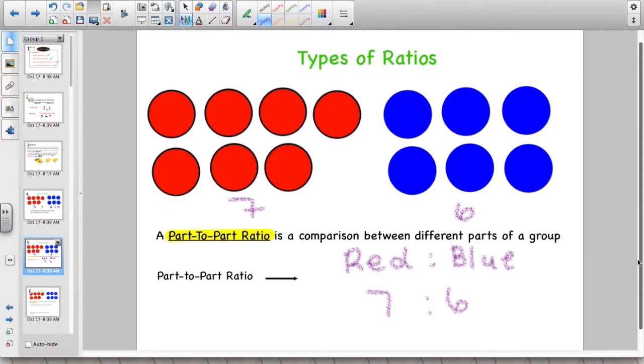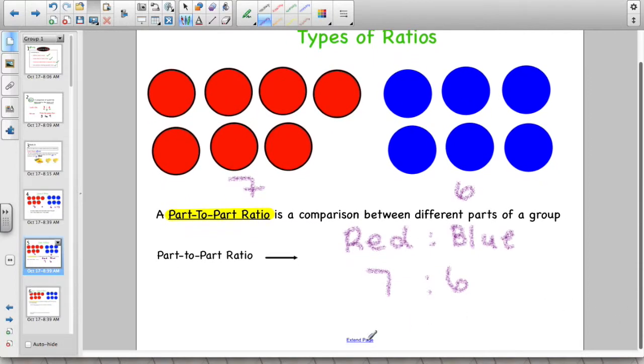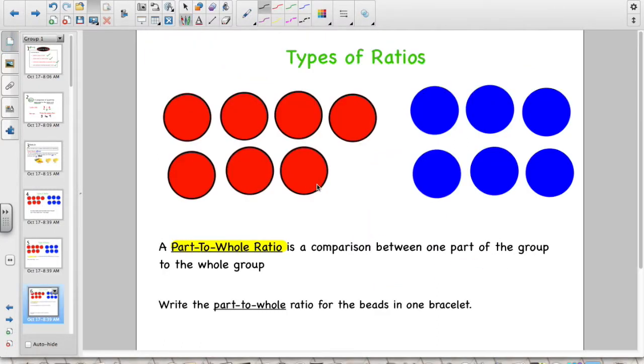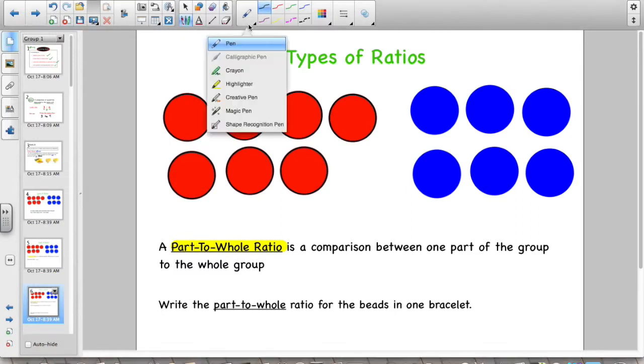On the other hand, I can actually write this in a different order. So it's nice that if I'm talking about the ratio of blue beads to red beads, then I can simply reverse the order, because I have 6 blue beads for every 7 red beads. Okay, we just saw an example of a part-to-part ratio, and another example of a ratio that we can learn about is a part-to-whole ratio.